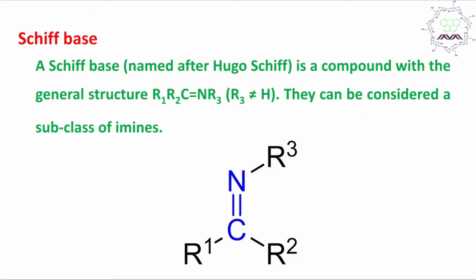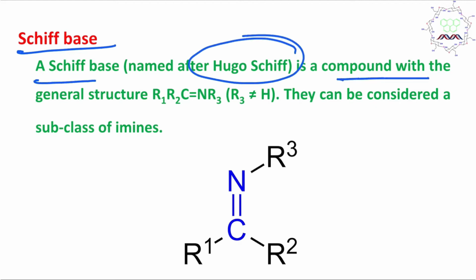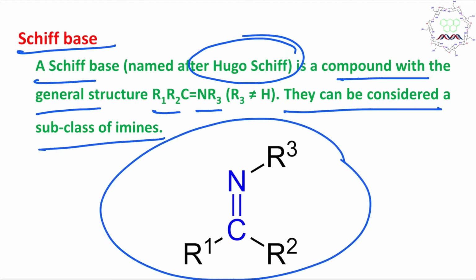Now let's come to our main topic, that is Schiff Base. Now question, what is Schiff Base actually? Schiff Base is a compound named after the scientist Hugo Schiff, with the general structure R1, R2, C=N-R3. You can see the structure. They can be considered as a subclass of imine. So this is the structure of Schiff Base.